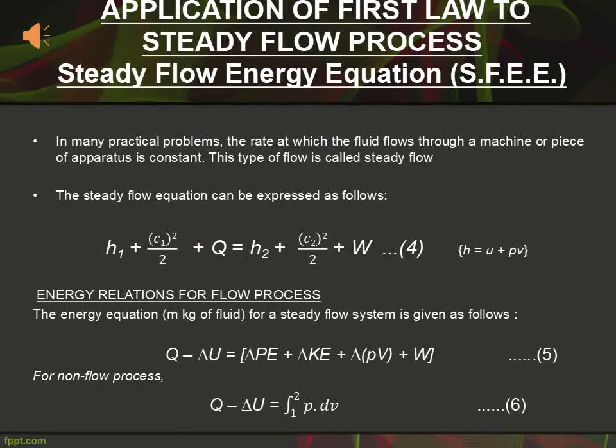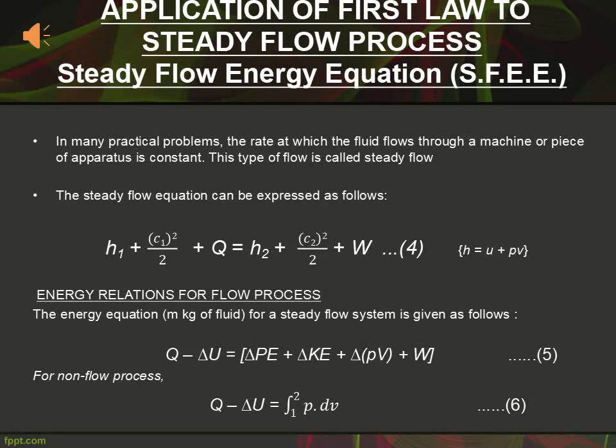Now, the application of first law to steady flow process. In many practical problems, the rate at which the fluid flows through a machine or piece of apparatus is constant. This type of flow is called steady flow. Certain assumptions have been made in the system analysis and thus the steady flow equation has been obtained as expressed in equation 4, where C is equal to the velocity of the fluid, Z is equal to height above datum, P is equal to pressure of fluid, U is equal to internal energy per kg of fluid, and PV is equal to energy required for 1 kg of fluid.